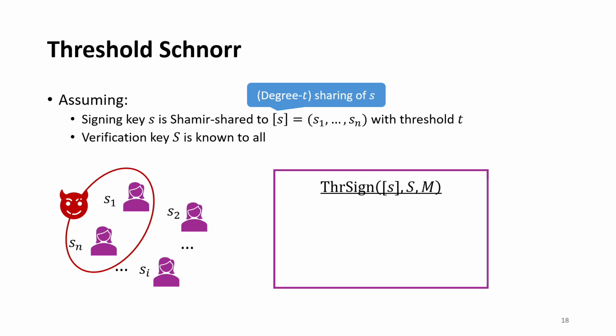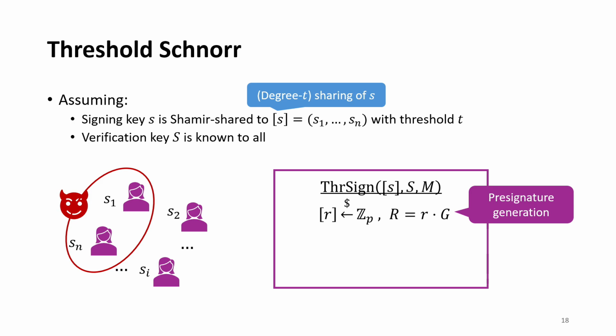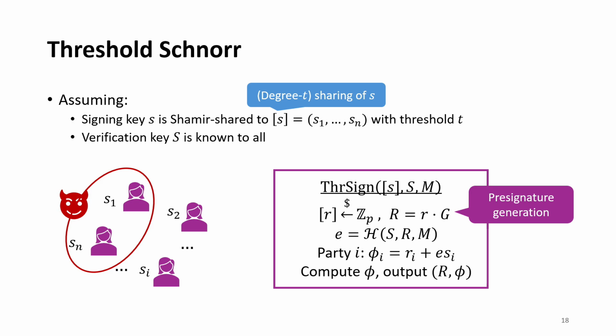To sign a message M, all the parties now need to jointly run a protocol. The first step is to generate a sharing of the secret value r, and then compute the pre-signature. This is the so-called pre-signature generation, and it's also the pre-processing phase here. After all the parties know the message M, they can compute the hash exactly as before. Then each party holding a share of S and a share of r can compute a share of the signature phi locally, and finally everybody can reconstruct the signature using the shares of phi.